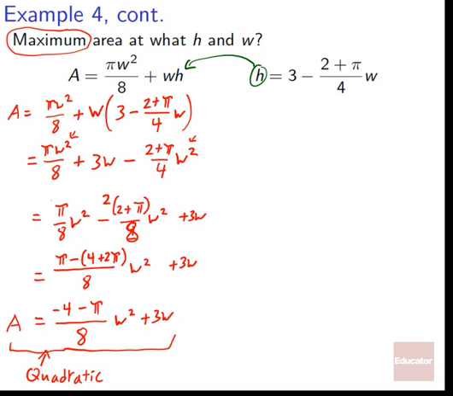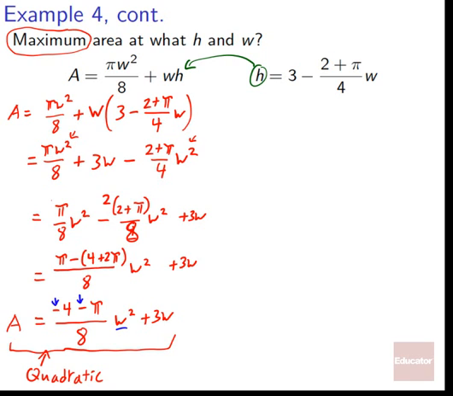Sure enough, we've got a negative here and a negative here, and since that's on the w squared, that means we could pull out the negative, and our first a is going to be negative quantity 4 plus pi over 8. So that whole thing winds up being a negative number. So sure enough, it is going to have a vertex at the top, so it will have a maximum area out of this. It is cupping down. So at this point, we figure it out.